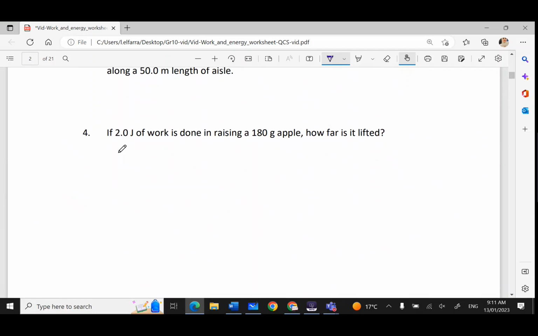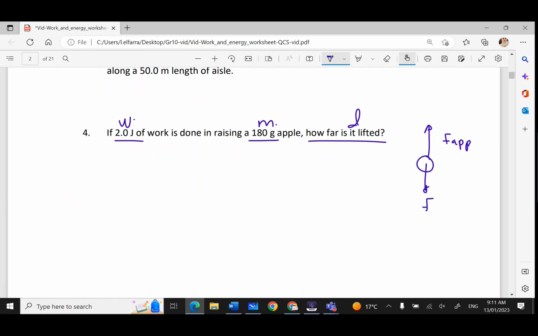If 2 joule of work, so here I have W, is done in raising 180 gram of apple. Gram is a unit of mass, so this is mass. How far is it lifted? So I need the distance. You have an apple, and I raise this apple up. So here I apply the force. Now, to raise it up, this force should at least equal the weight of the apple, to be able to lift it up.